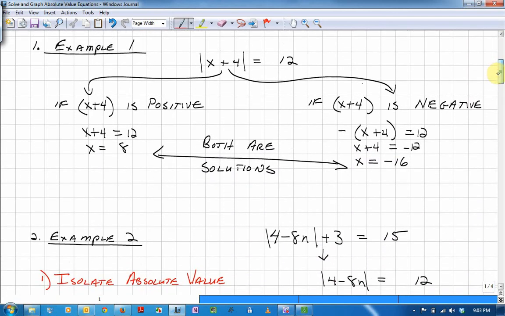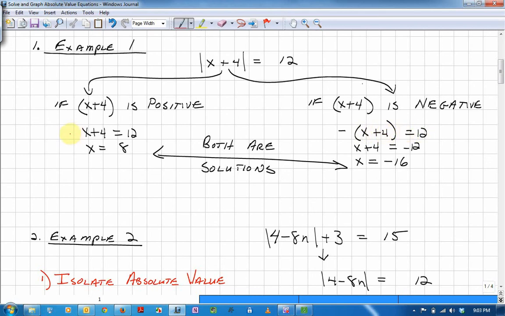So let's see how that works when I'm actually solving an absolute value equation. I have the absolute value of x plus 4 is equal to 12. If whatever is inside the absolute value, x plus 4, evaluates to a positive value, then x plus 4 is equal to 12. If it comes out to be a negative value, it will also be equal to 12. So I can write that the negative of x plus 4 would also equal 12.